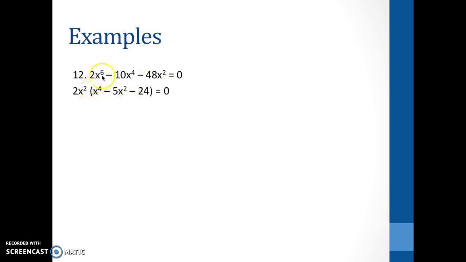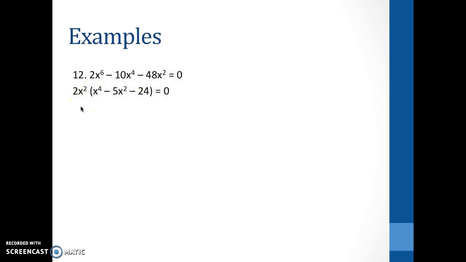When we do that, we take 2x to the 6th divided by 2x squared. The 2's cancel out, and we have x to the 6th over x squared. Well, 6 minus 2 is 4. Next, we have negative 10 divided by 2 equals negative 5. x to the 4th divided by x squared: 4 minus 2 equals 2, so we're left with negative 5x squared. And last, we have negative 48 divided by 2, which is negative 24, and the x squared cancels out.